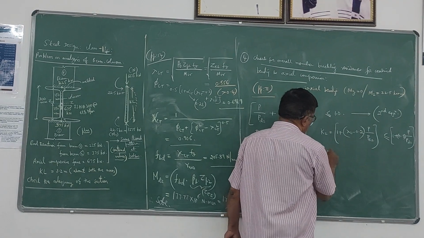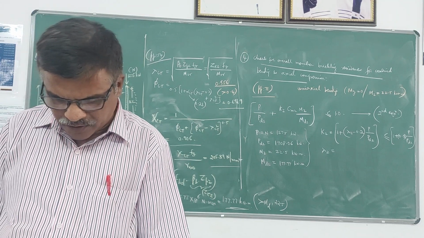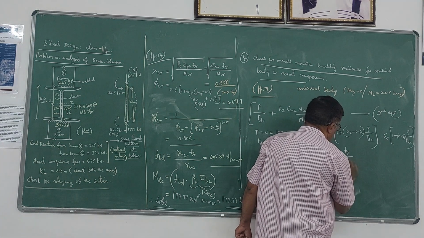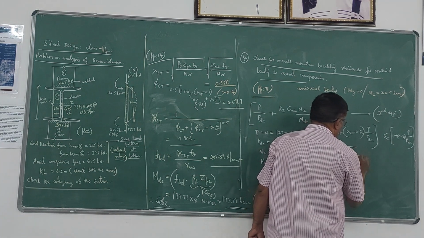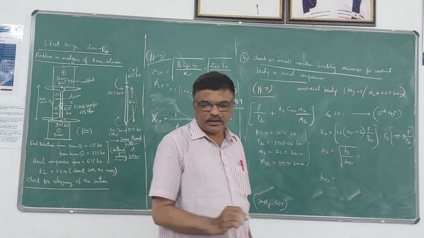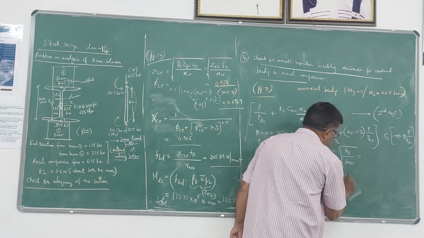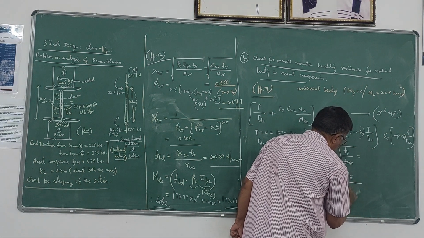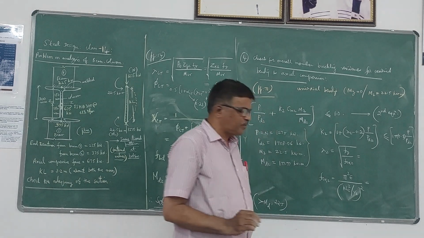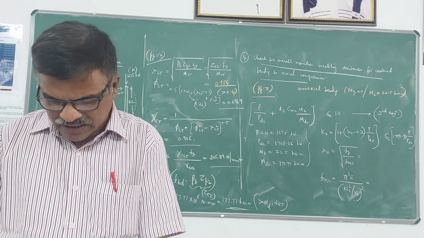Of course here, there is another expression for lambda z. Lambda z is given by the square root of Fy by Fcrz. All these things you have to calculate. Fy is 250. Fcrz is given by another expression, which is pi square E divided by (K Lz by rz) whole square. This is the value of Fcrz, the critical stress acting along the Z direction.